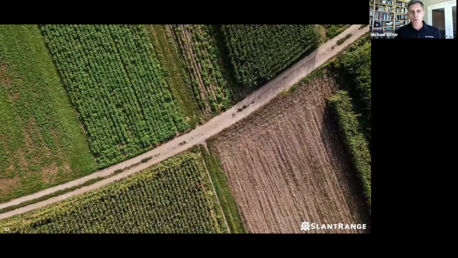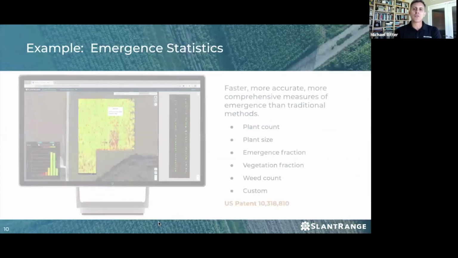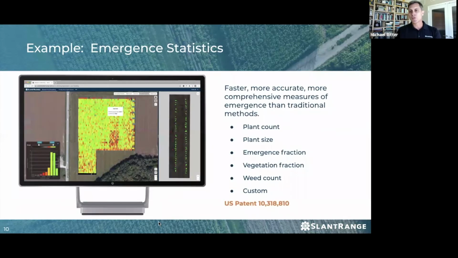One of the first ones is about looking at emergence statistics, and this is important for a range of applications. But before I dive in too much, just a quick orientation on what you're seeing on the screen. This is our cloud platform portal, and on the left is a satellite background image with a data layer on top of that. That's this green square pattern right here.